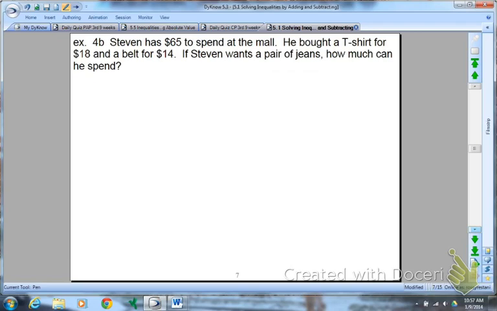Read example 4B and come up with the equation and solve it. Okay, you could have done it one of two ways. 18 for the t-shirt plus 14 for the belt, and he has $65 to spend. So what is he going to spend on the jeans? We don't know. Now, can he spend less than $65? Can he spend exactly $65? Yeah. He just can't spend more than $65. So what would our inequality symbol be? Less than or equal to 65.